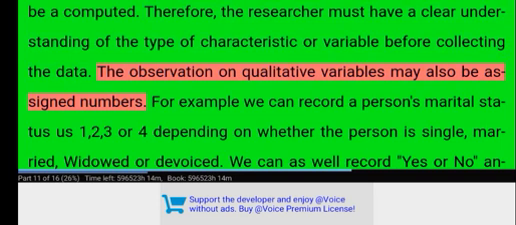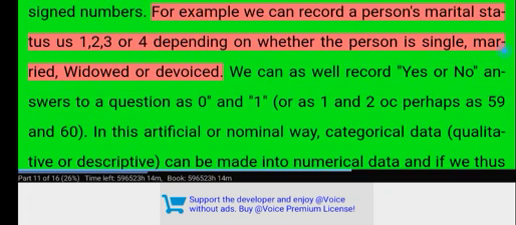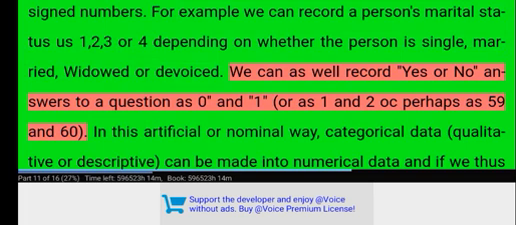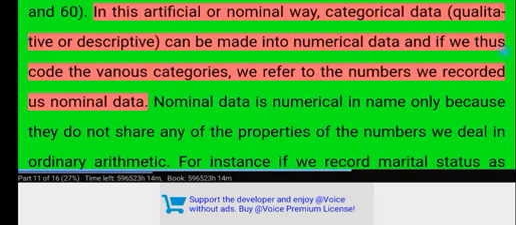The observations on qualitative variables may also be assigned numbers. For example, we can record a person's marital status as 1, 2, 3 or 4 depending on whether the person is single, married, widowed or divorced. We can as well record yes or no answers to a question as 0 and 1, or as 1 and 2, or perhaps as 59 and 60. In this artificial or nominal way, categorical data, qualitative or descriptive, can be made into numerical data, and if we thus code the various categories, we refer to the numbers we recorded as nominal data.